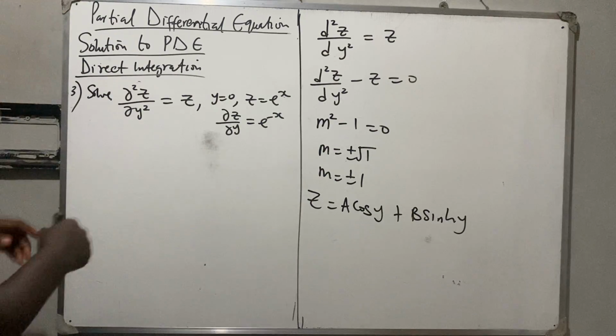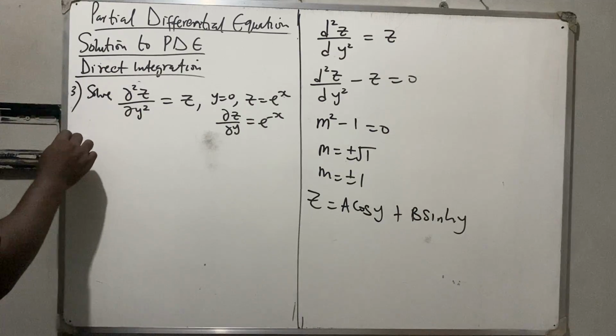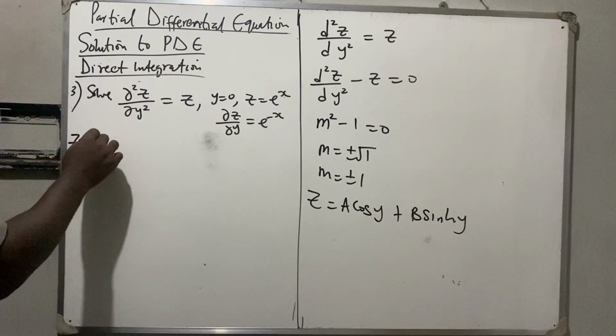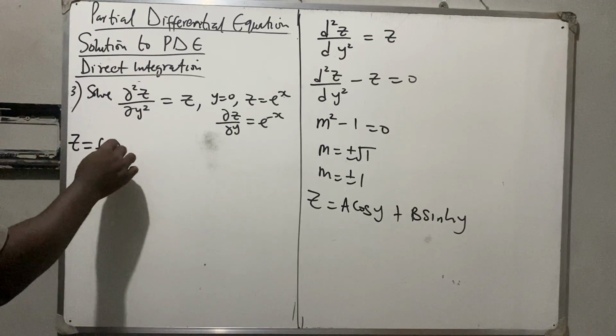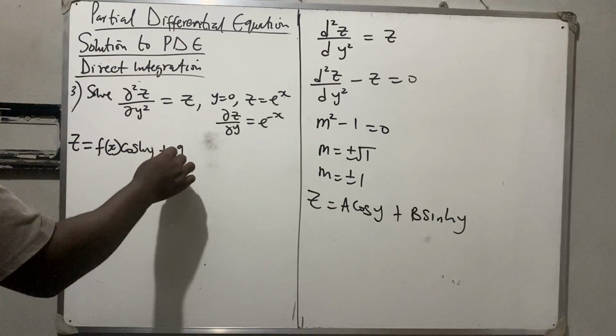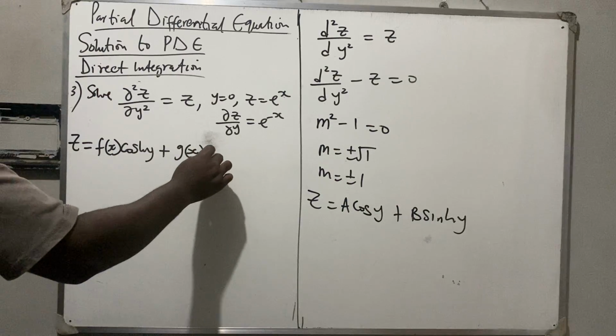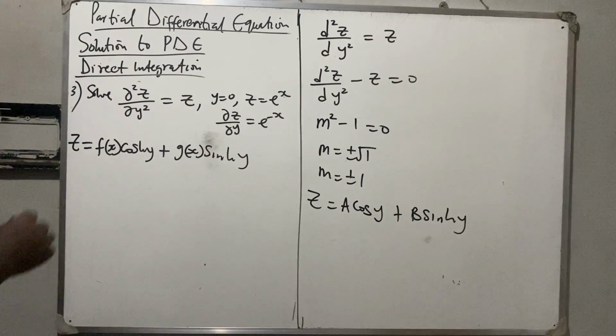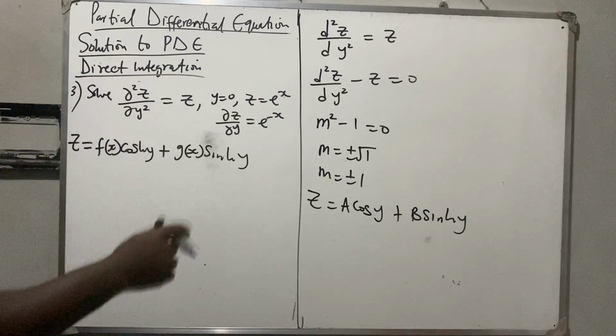So in this case, z will now be equal to a function of x times cos y, plus another function of x times sin y. That is how the solution will look. So if we now substitute, what do we have? Just substitute what we have.